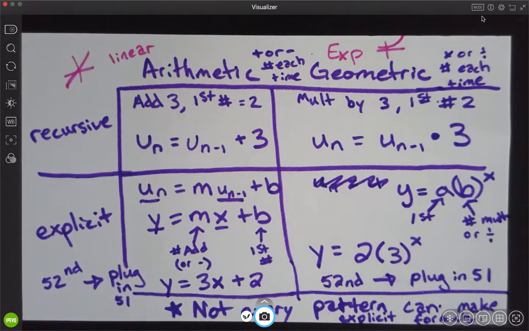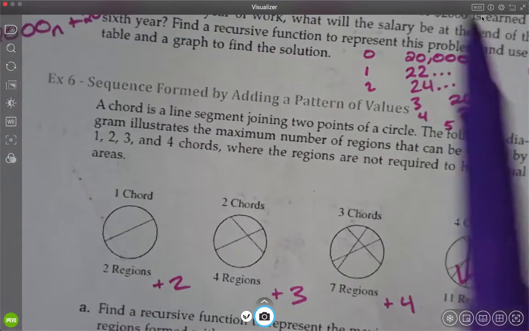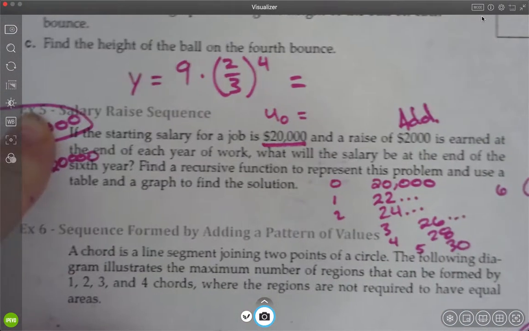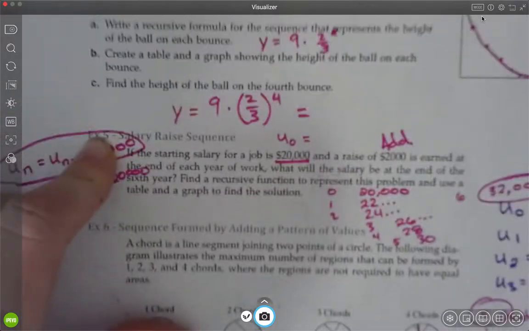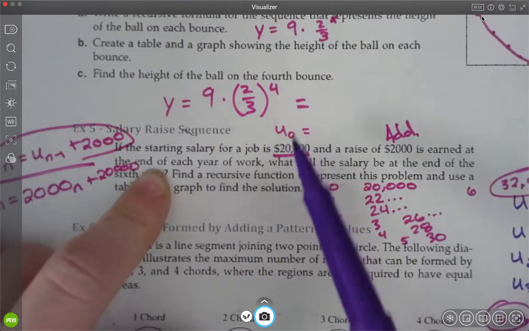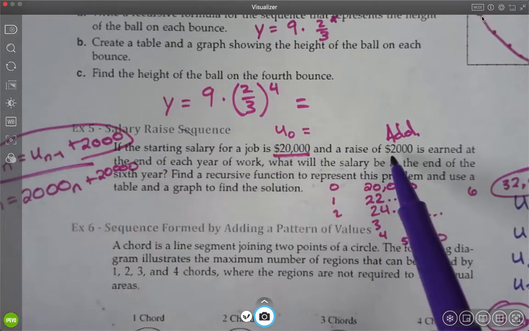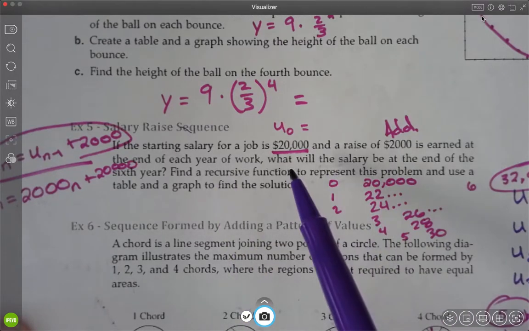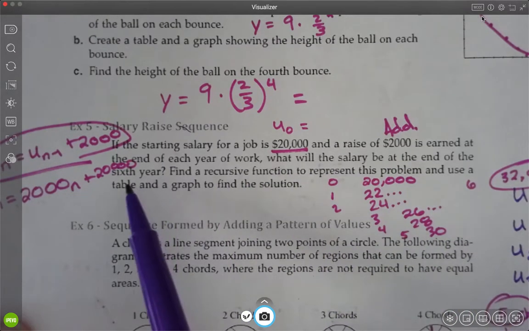All right, now I'm going to go back to the notes, and I'll share with you what we did on the notes on the back side, starting with example 5, the salary raise sequence. If the starting salary for the job is $20,000 and it raises $2,000 at the end of each year of work, what will the salary be at the end of the 6th year?